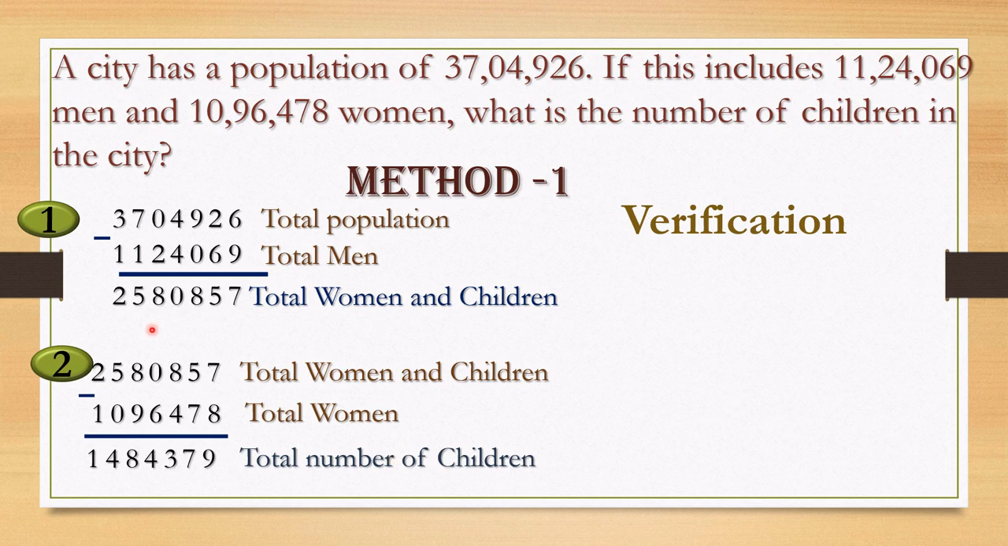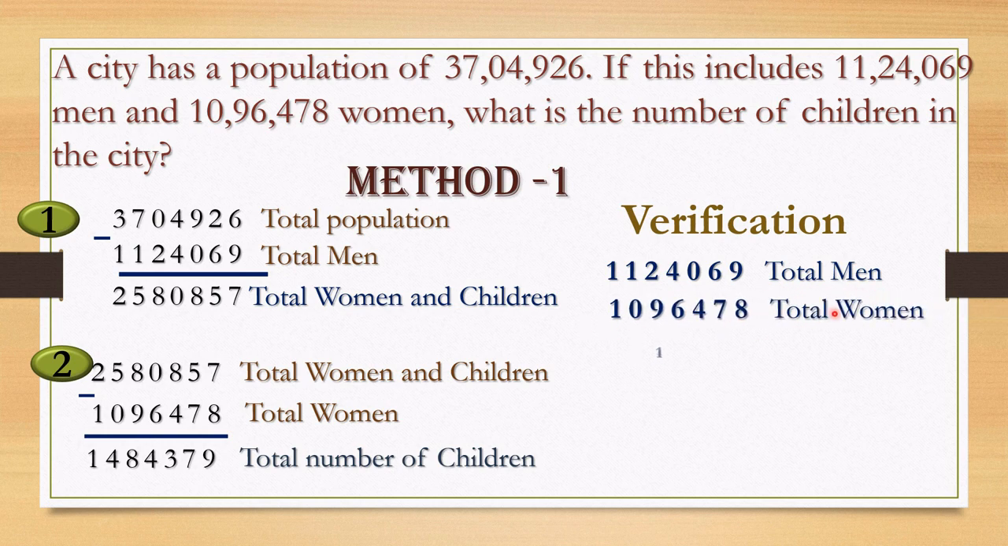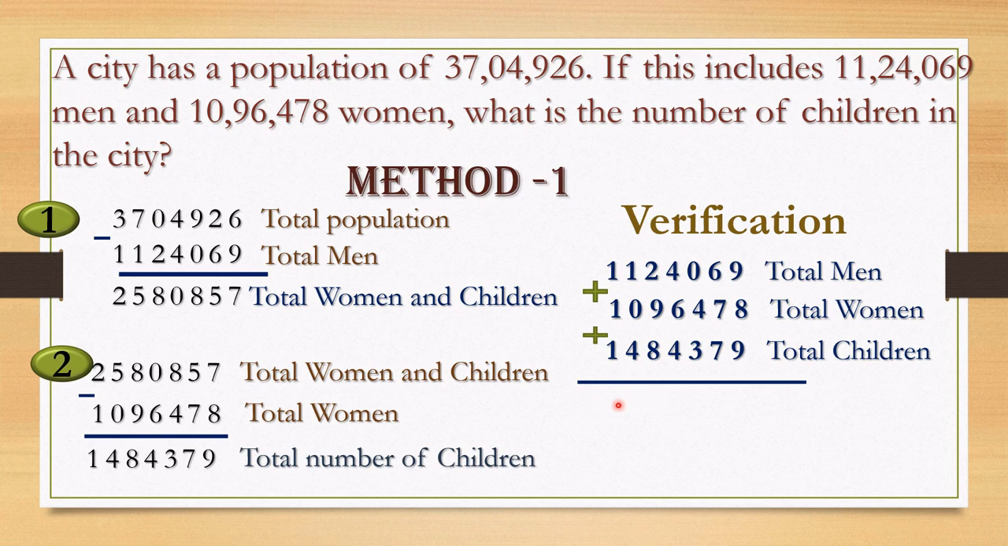See dear children, by general knowledge you know that when we add number of men plus number of women plus number of children, it must be equal to the total population of that city. Isn't it? And now we know the total of men, the total of women, and the total of children. We will go for that. See here, this is total men, total women, total children. Okay, if we add these three numbers, we must get the total population of that city.